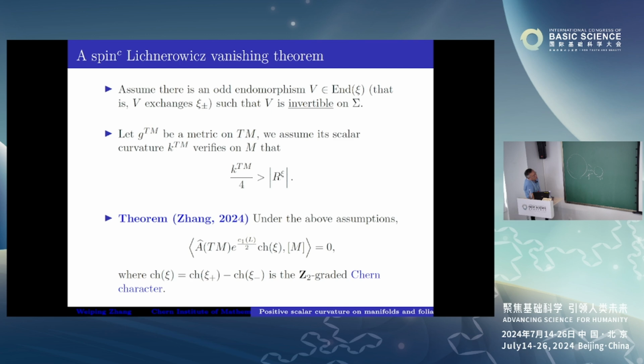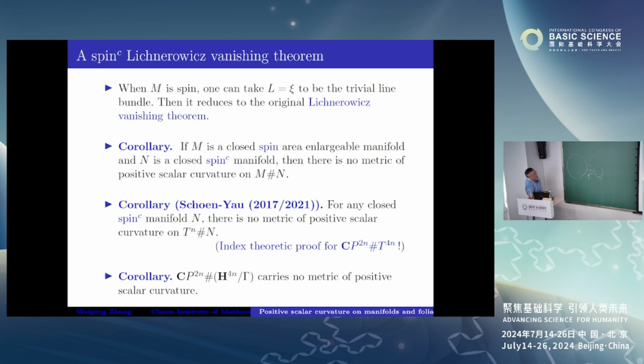So this generalizes, in some sense, Lichnerowicz's theorem to the spin C setting, and this is the first statement. Such a theorem has an interesting corollary: if M is a closed spin area enlargeable manifold and N is any closed spin C manifold, then the connected sum will not have a metric of positive scalar curvature. This corollary applies to this setting. If you take this spin manifold as a torus, you recover Schoen-Yau's result for spin C manifolds, and it gives, for example, an index theoretic proof of this result for spin C manifolds.